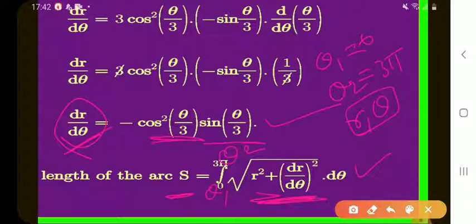Integral theta 1 to theta 2 root r square plus dr by d theta whole square d theta. What are theta 1 and theta 2 here? 0 and 3 pi. And r is the given equation. What is r? Cos cube theta by 3 is our given equation. And next dr by d theta, we already found here. So now substitute all the values.